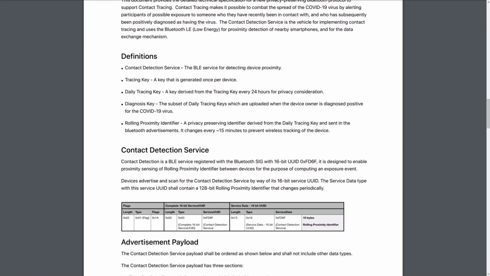So let's go through the quick definitions that they have here. Contact detection service, the BLE service for detecting device proximity. Tracing key, a key that is generated once per device. Daily tracing key, which is a key derived from the tracing key every 24 hours for privacy consideration. Diagnosis key, the subset of daily tracing keys which are uploaded when the device owner is diagnosed positive. Rolling proximity identifier, a privacy preserving identifier derived from the daily tracing key and sent in the Bluetooth advertisements. Changes every 15 minutes to prevent wireless tracking of the device.